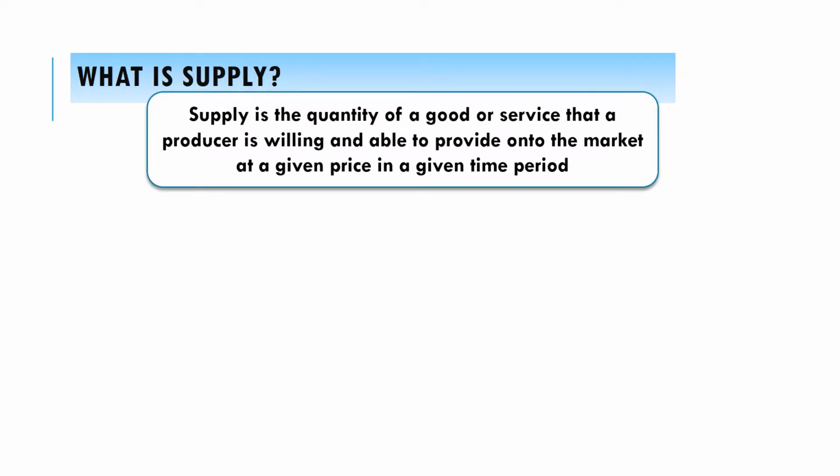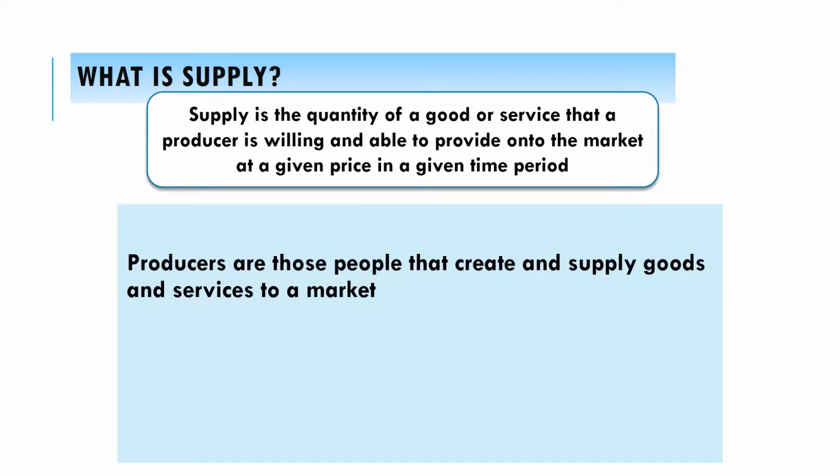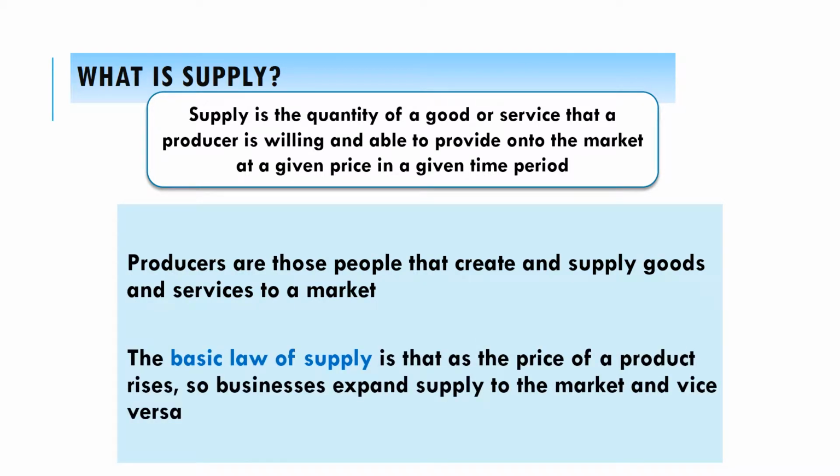Supply is the quantity of a good or service that a producer is willing and able to provide onto the market at a given price in a given time period. Producers are those people that create and supply goods and services to a market. And the basic law of supply, as we just illustrated, is that as the price of a product rises, so businesses expand supply to the market. So they try and supply more, and obviously vice versa if the price falls.